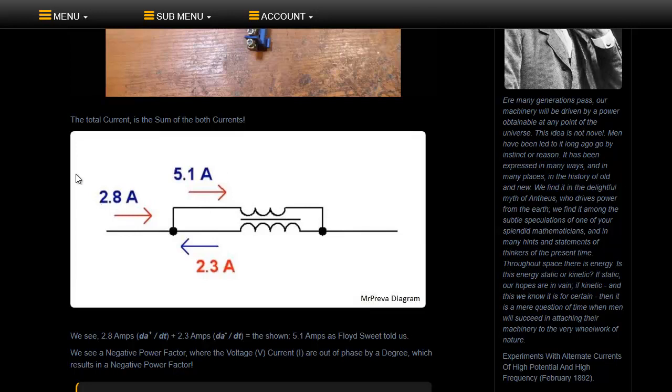2.8 times 2 is nearly 5.6, and that's 5.1. So the current over here is nearly double the input current, and that's only at resonance. So resonance is really, really important. Finding that resonance point in the coils is a little bit of a trick, and I'm going to cover that now.